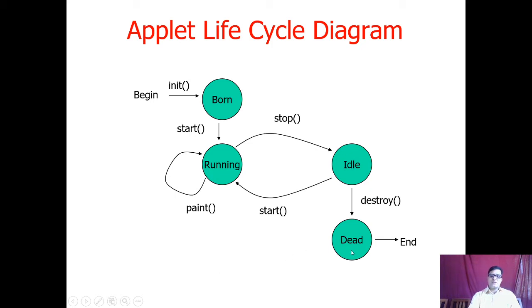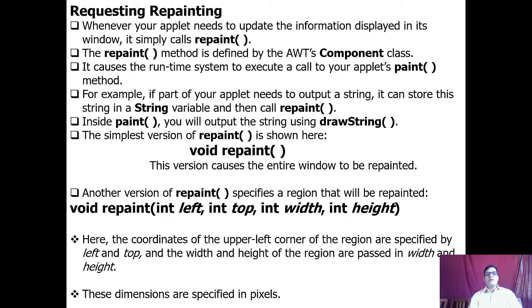So the repaint method, this is also one of our important 2 marks questions. It has been asked in your previous question papers, so you have to give more attention to this. Whenever your applet needs to update the information displayed in its window, it simply calls the repaint method. Whenever your applet needs to update, it has to redisplay. At that time, the information displayed in its window will be repainted. Repaint means redisplay, refreshing.